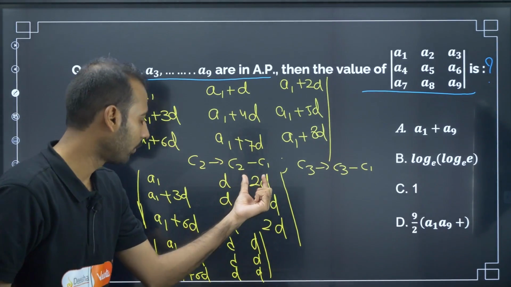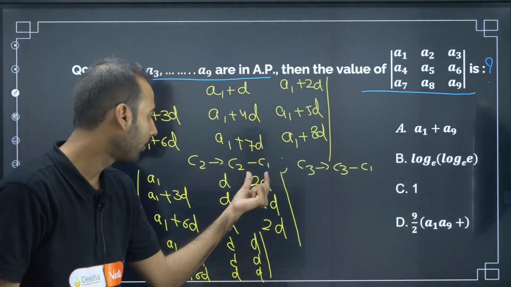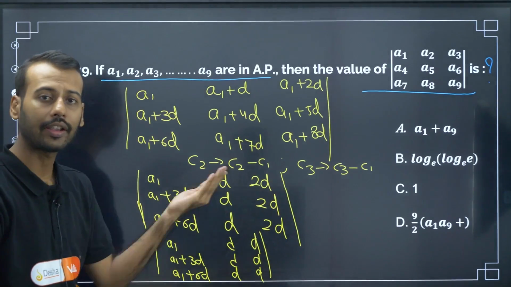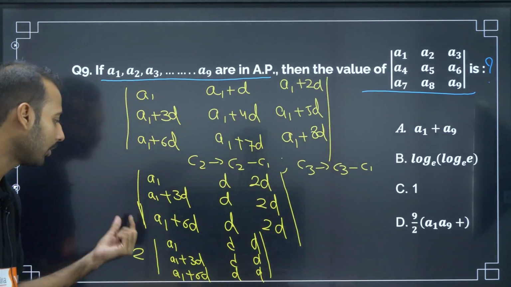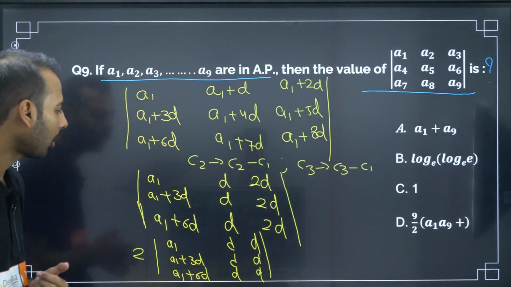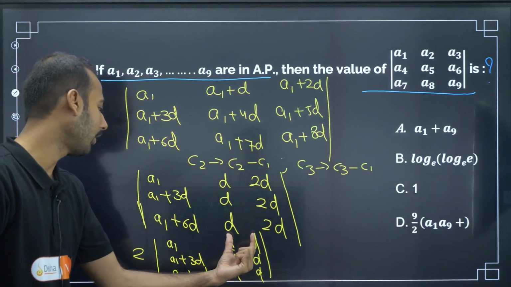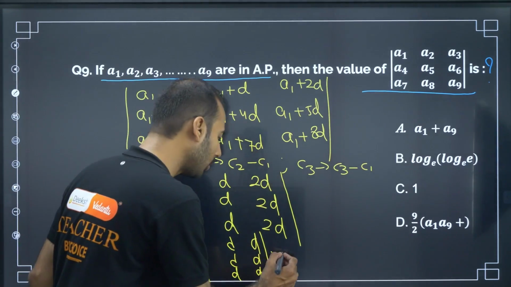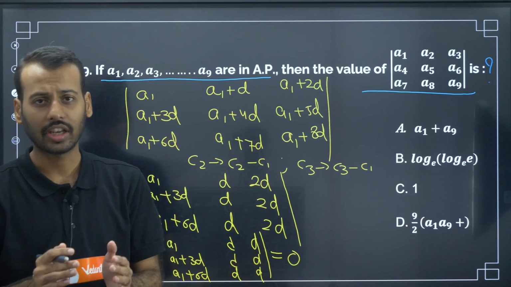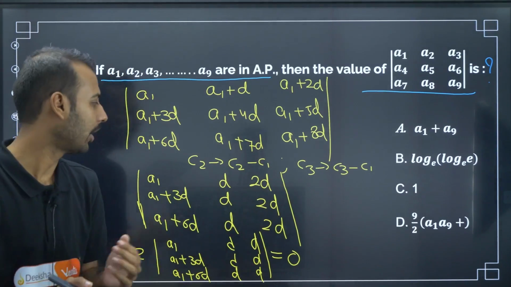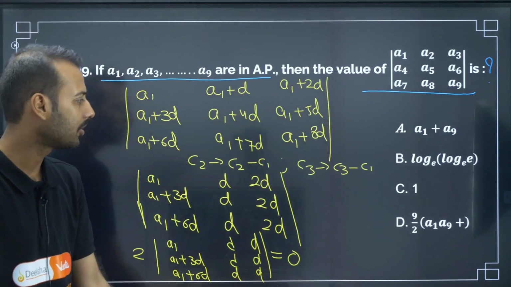See here, because of one property, if 2 is there everywhere, from that column or from that row we can take it out. So I am taking 2 common from this and writing it here. Further, this is one part. If 2 rows or 2 columns are the same, then the value of the determinant is 0. This is the property I am saying, I am not writing it on the board. If 2 rows or 2 columns are same, then the value of that determinant is 0.